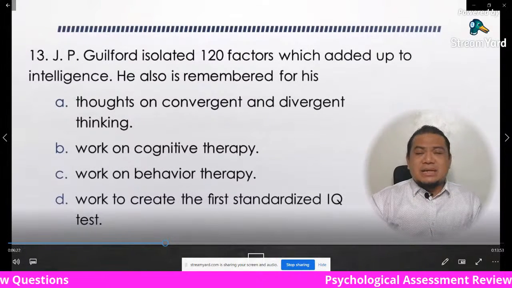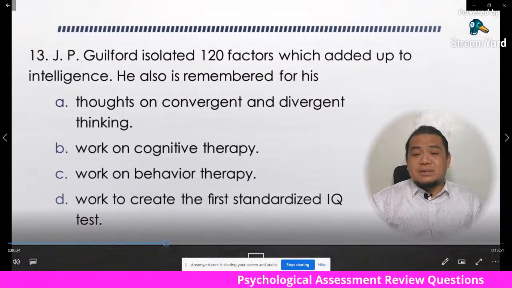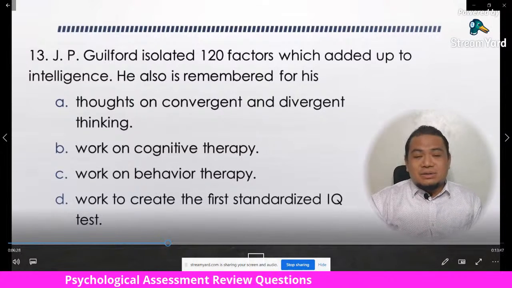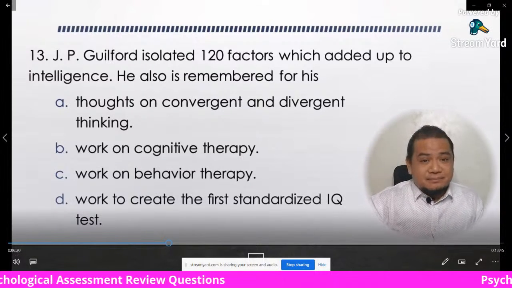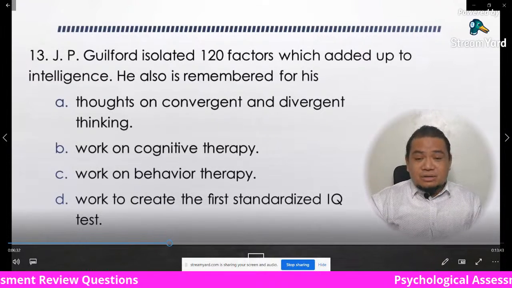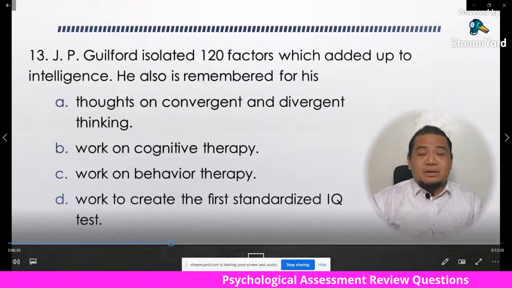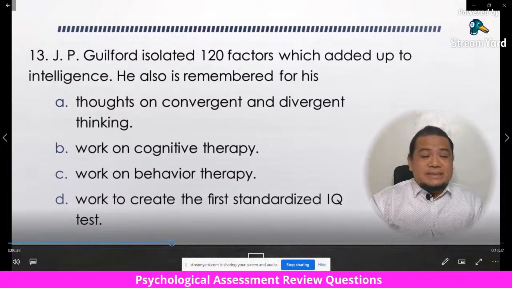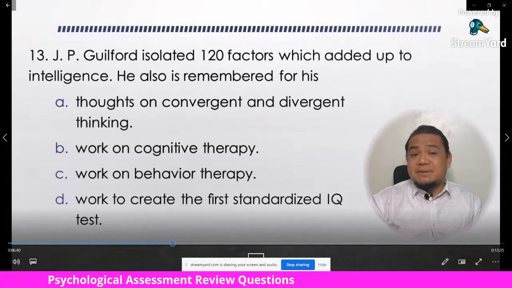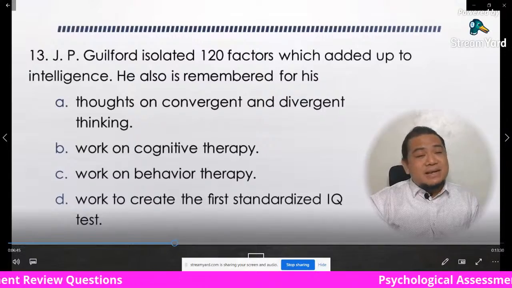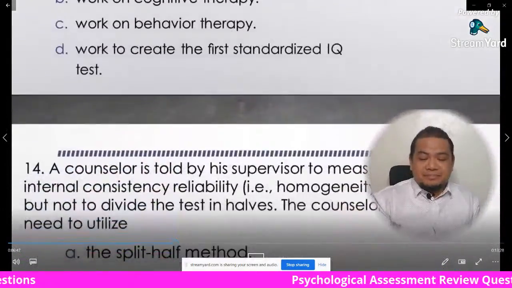J.P. Guilford isolated 120 factors which added up to intelligence. He also is remembered for his A, thoughts on convergent and divergent thinking, B, work on cognitive therapy, C, work on behavior therapy, or D, work to create the first standardized IQ test.